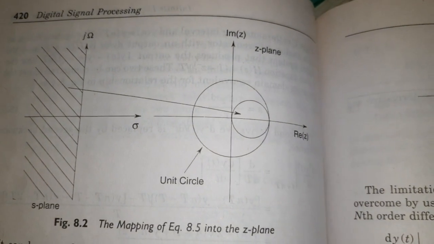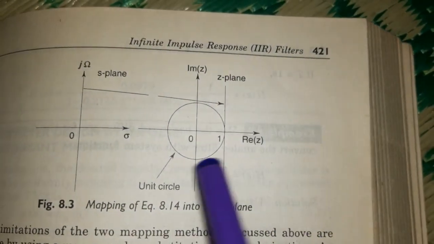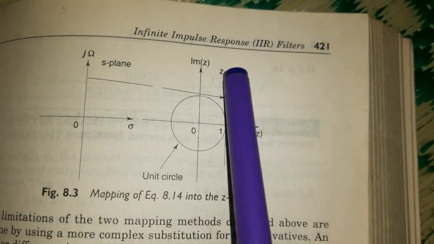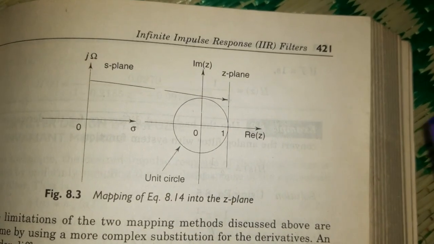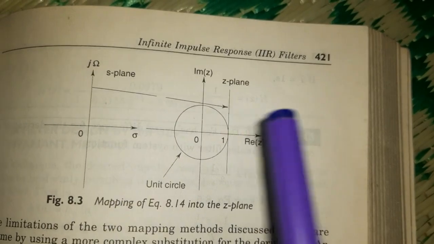In the forward difference method, the transformation of S plane to Z plane is outside the unit circle. So these are the two drawbacks of the forward and backward difference methods.